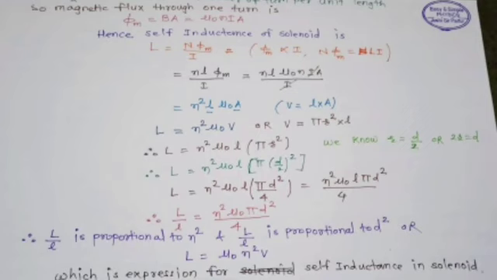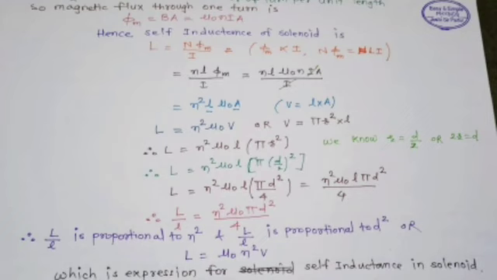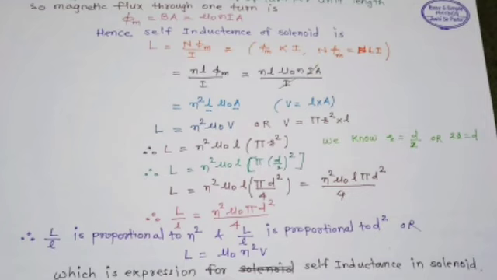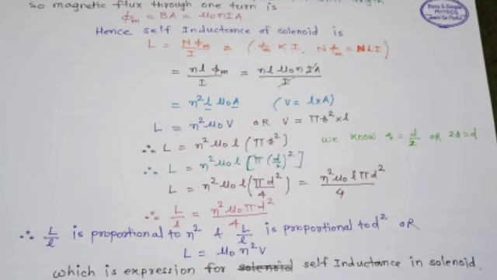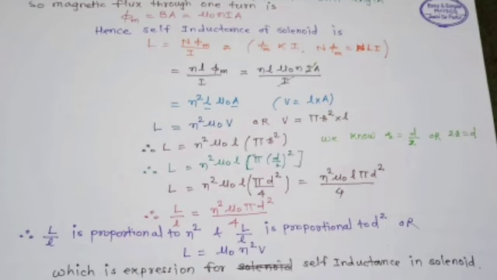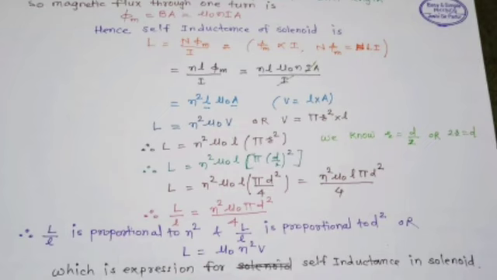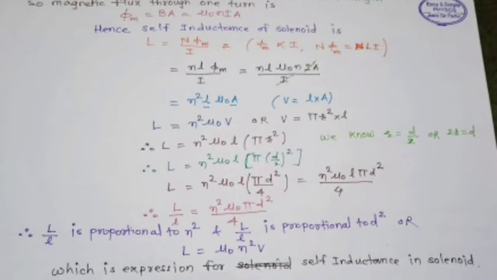Here, we can write capital L upon small l equal to n squared mu 0 pi d squared upon 4. Capital L upon small l is proportional to n squared, or capital L upon small l is proportional to d squared, diameter squared, or capital L equal to mu 0 n squared V, which is the expression for self-inductance of a solenoid.